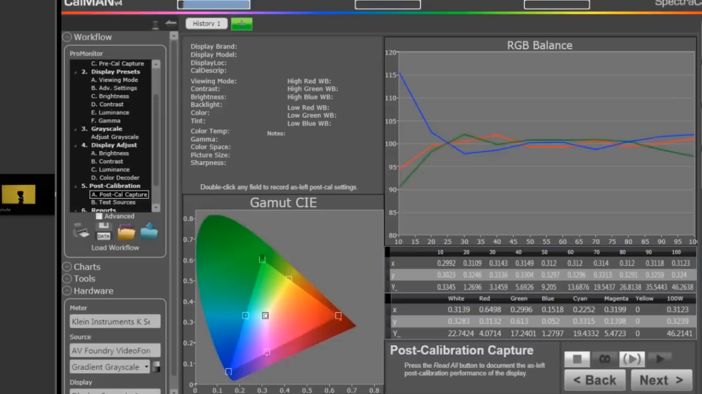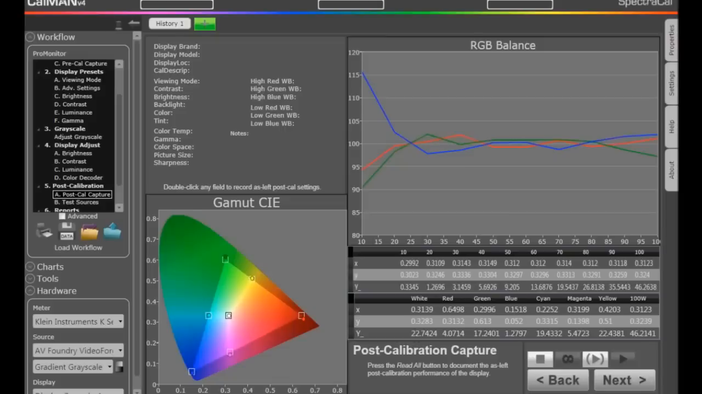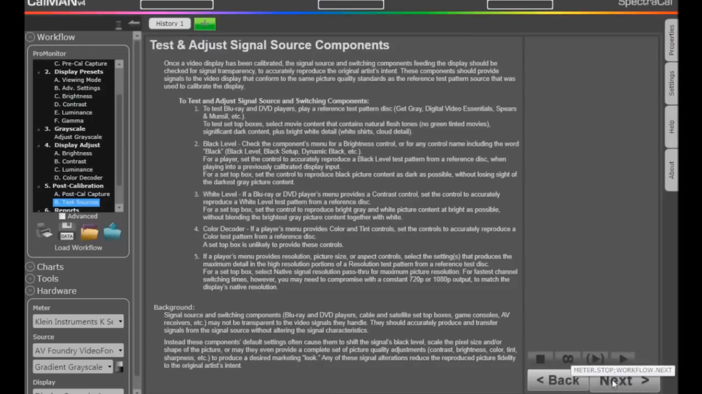And it has done so, so let me turn off the webcam and go to the next step, which is a set of instructions for us to help us to properly configure our source components.